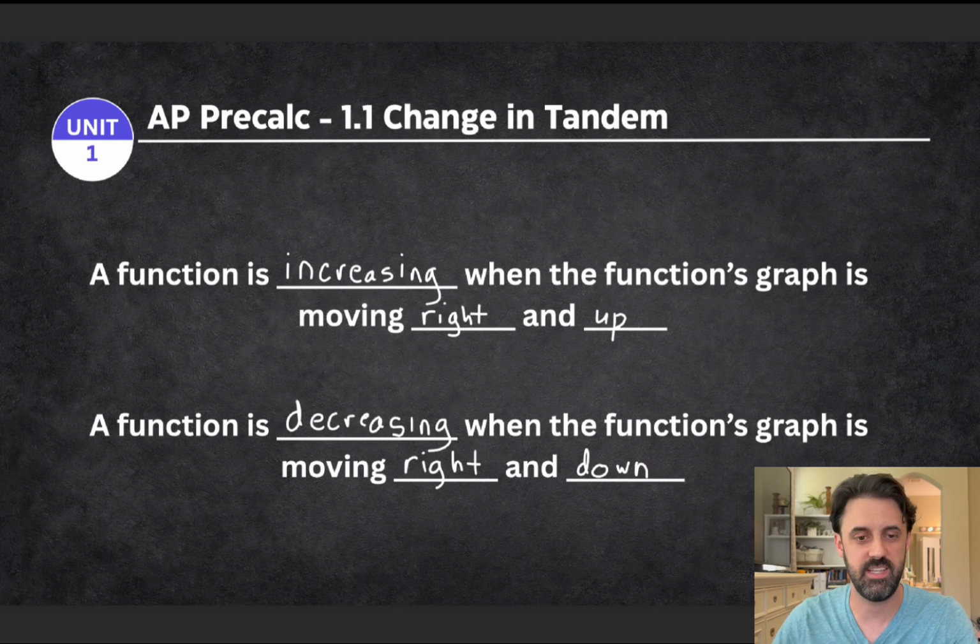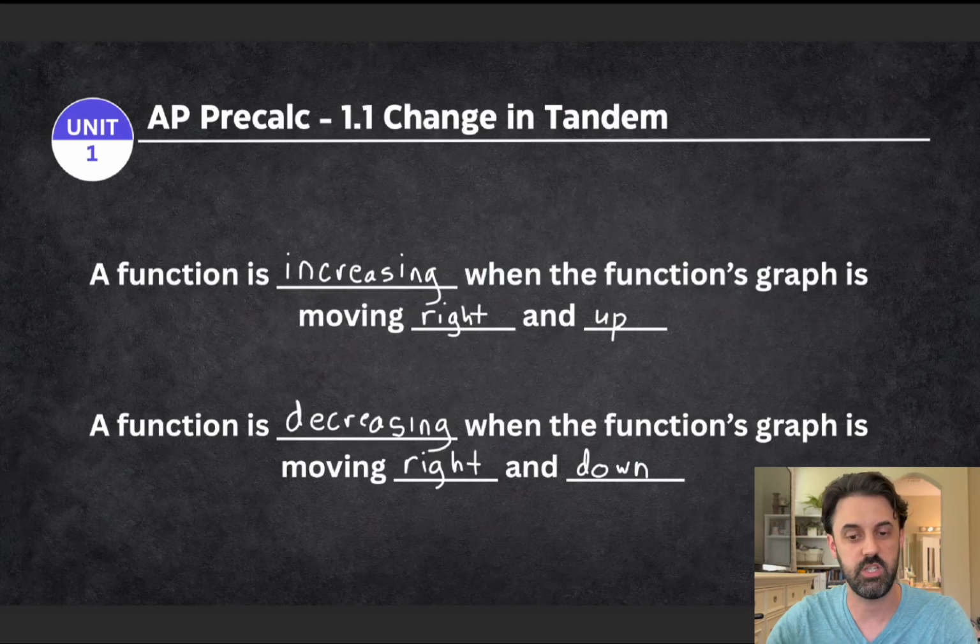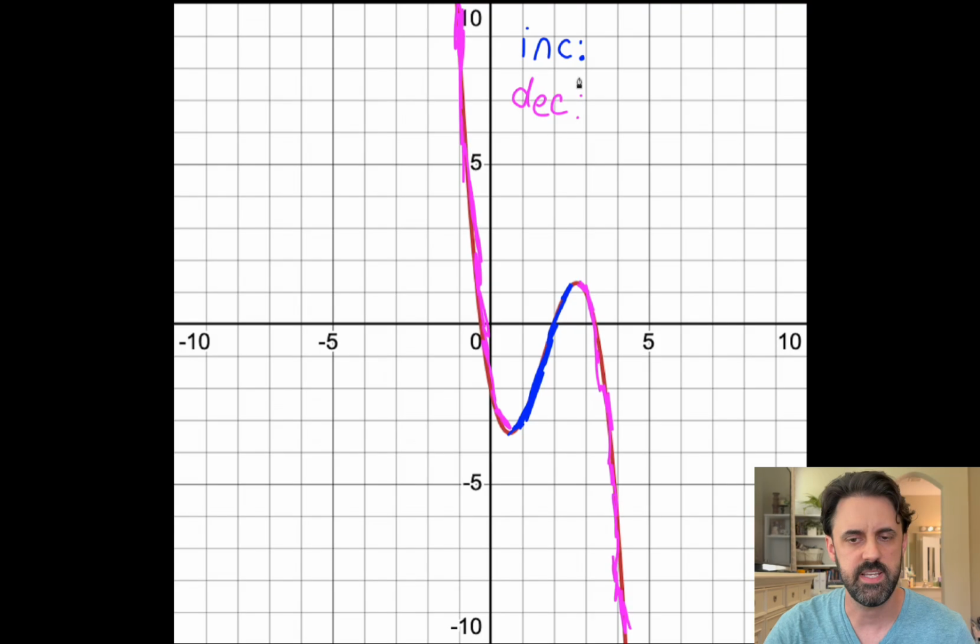Our first definition says this, that a function is increasing when the function's graph is moving right and up. All right, so we're going to look at the graph from left to right, not right to left, but left to right. If it's moving up, then the function's increasing. Also, as we're going from left to right, if the function is moving down, then that function would be decreasing over that interval. So we're going to take that same graph.